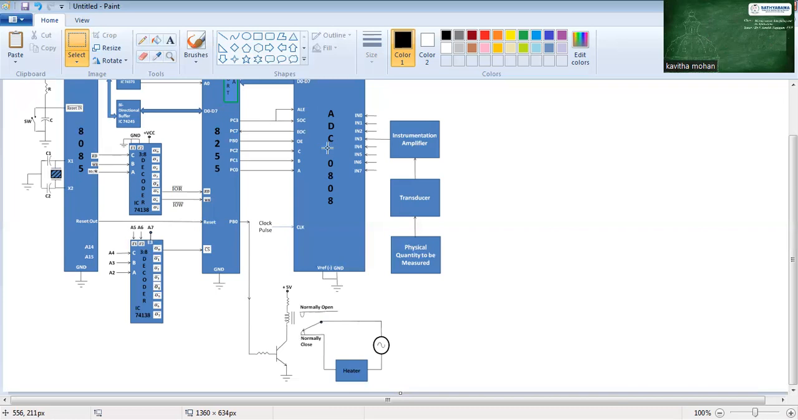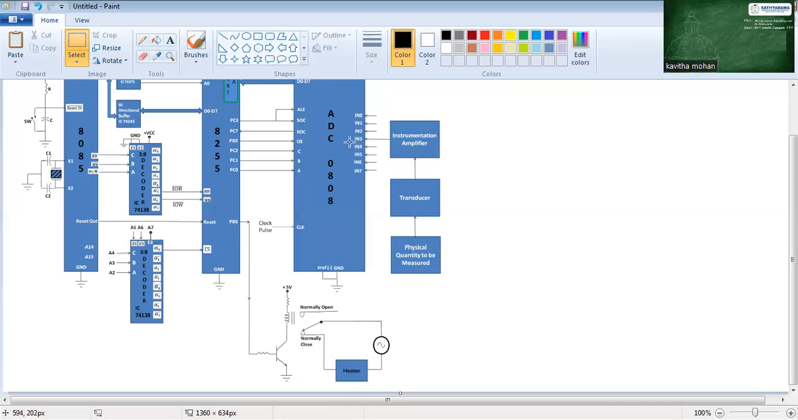To have a sufficient level of analog quantity, we will be using an instrumentation amplifier. The instrumentation amplifier converts the analog value coming out of the transducer to a higher magnitude of analog voltage. That value will be given to the ADC.